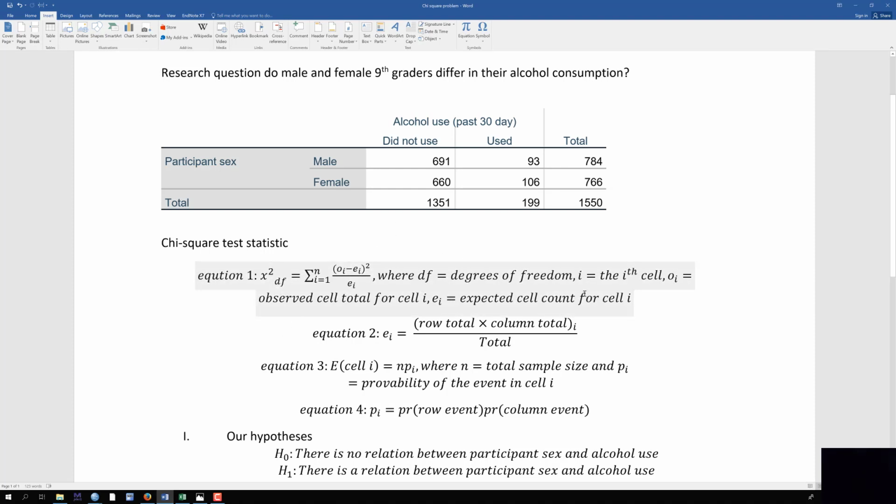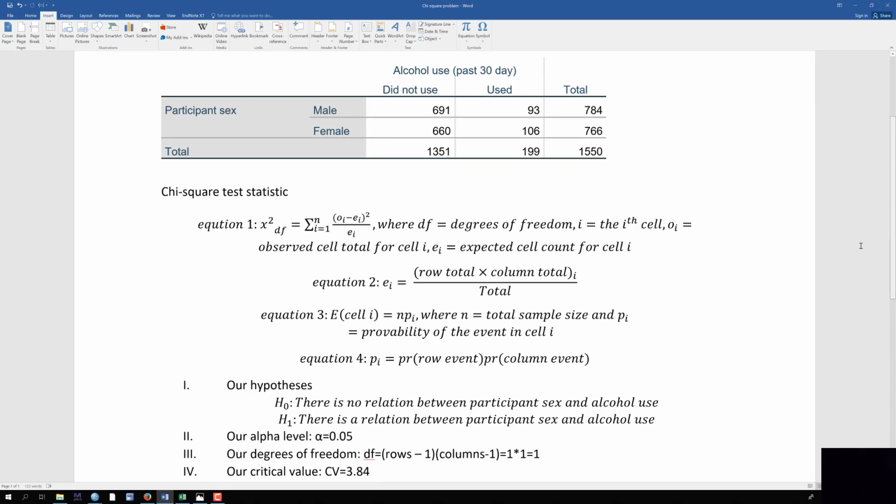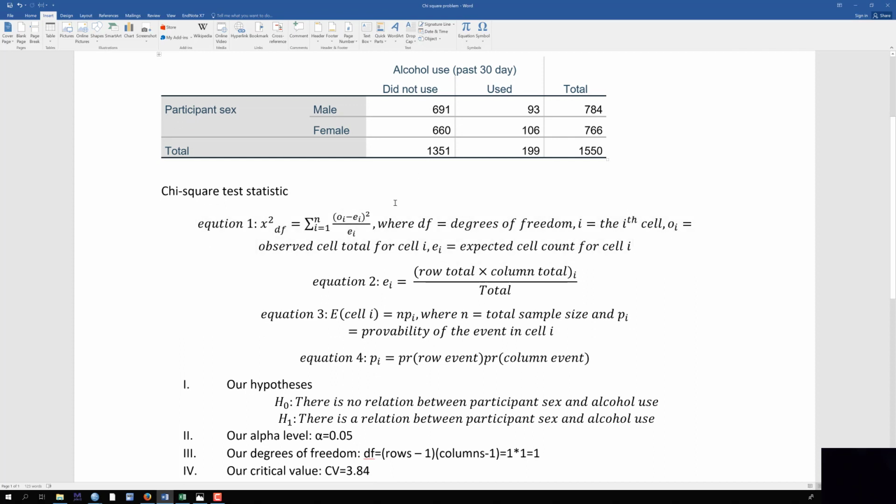So the df stands for degrees of freedom, and the i here stands for each cell. So there's 4 cells. We'll call this one cell 1, cell 2, cell 3, cell 4. You could use row and column terminology, which I will show you in a second in the handwritten version of this problem. The O in this formula is the observed value for a specific cell. Like for instance, for cell 1, there's 691 individuals observed in that cell.